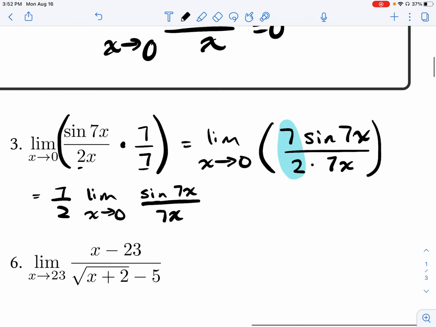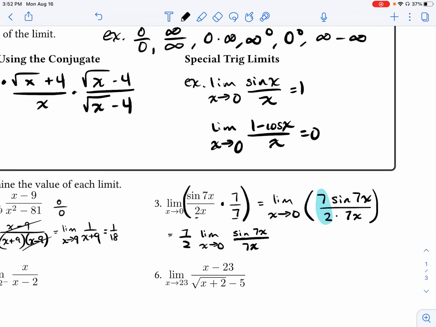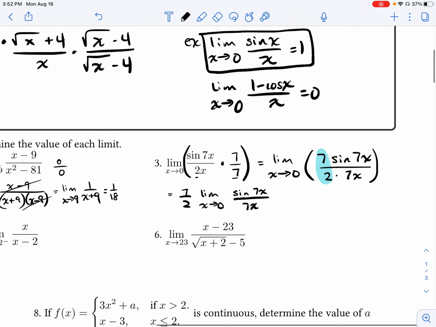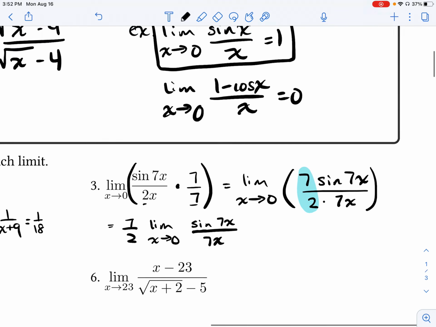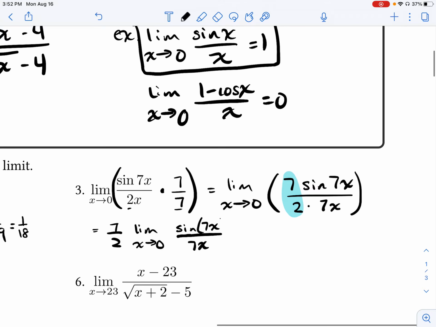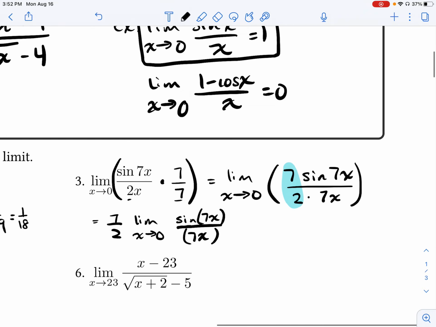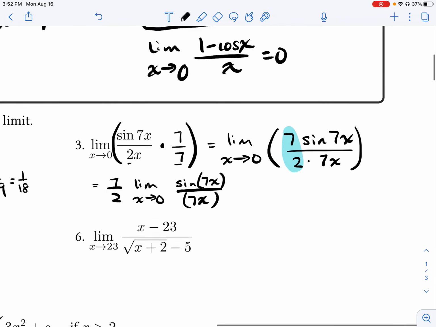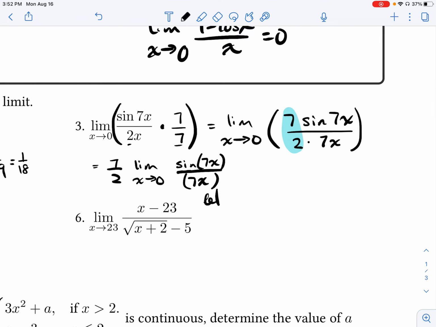And if we refer back to some of these special trig limits, like the one that we have here, we see that the limit of sine of any argument over that same argument is indeed equal to 1. If you needed to, you could temporarily set u equal to 7x, but I don't think that's necessary. We can see here that we have the same argument for sine as we do in the denominator. So this entire limit is going to be equal to 1. So 7/2 times 1, we're left with 7/2.